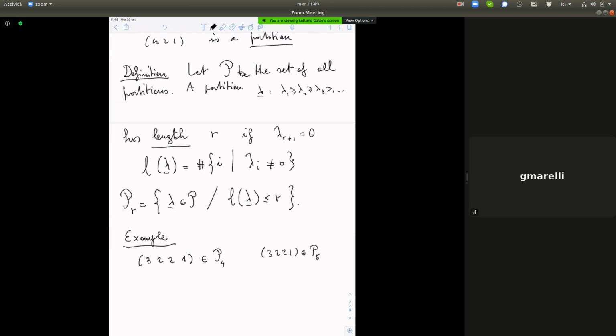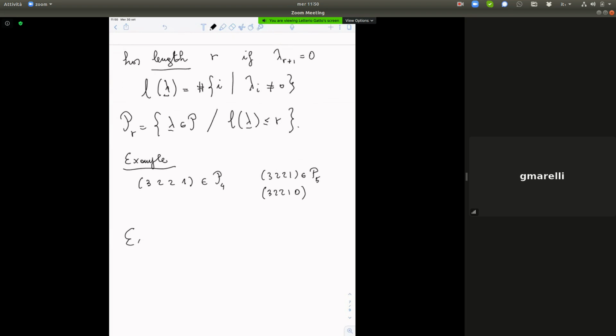Yes, of course. The fact is that when it's P5, we can also add 1, 0, just to emphasize that we are considering partitions with at most 5 parts. And if we consider partitions with at most 5 parts, we can also find some 0 elements.